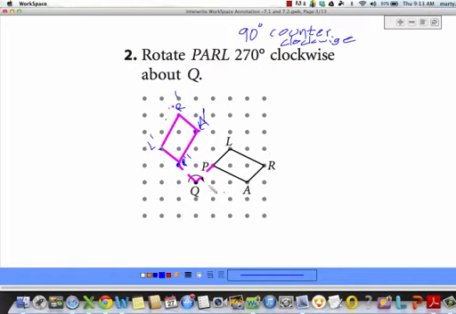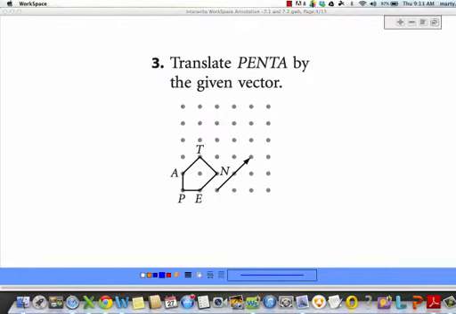As long as you can count the difference between 3 and 4, it makes it a lot easier as opposed to my mistake. Translation, very easy. We're going to move all the points basically up 2, right 2, if you think about the idea of slope here. So N will go up 2, right 2. This will be N prime, T up 2, right 2, T prime, A up 2, right 2, A prime, P up 2, right 2, there's P prime, E up 2, right 2, E prime.